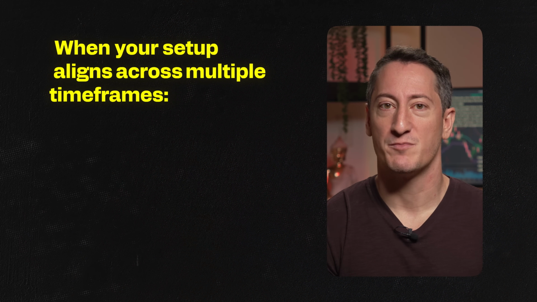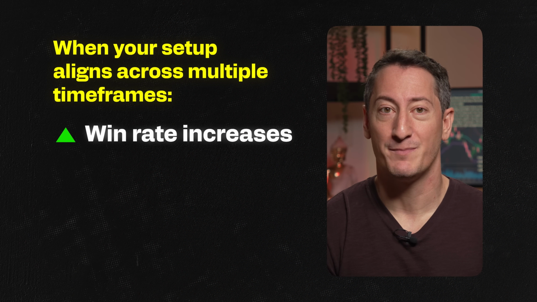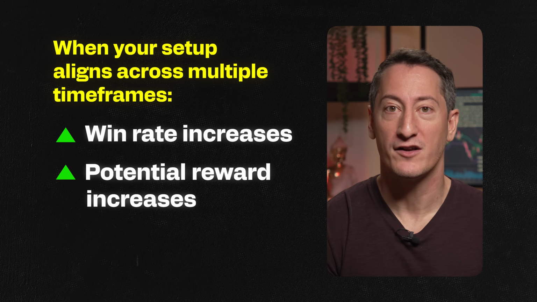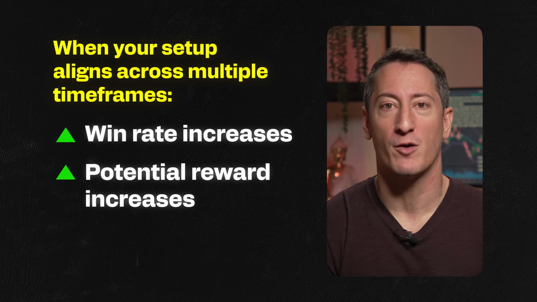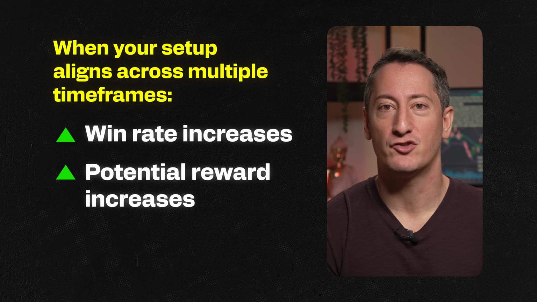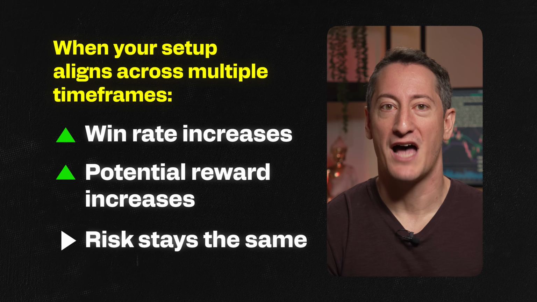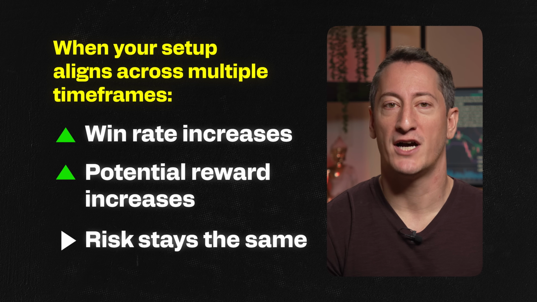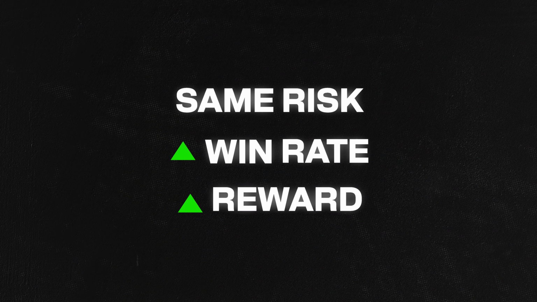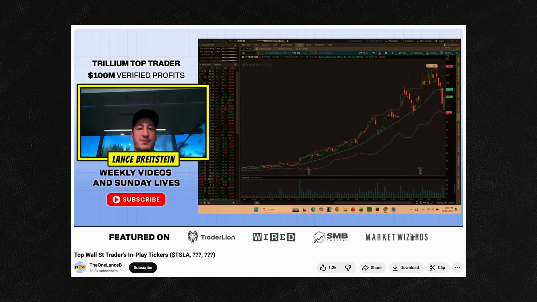When your setup aligns across multiple timeframes, your win rate increases because you've got more confirmation and more participants acting in your favor. Your potential reward increases because bigger players create bigger moves. You're no longer trading for a 10-cent scalp, you're catching a multi-dollar move that's being driven by bigger money participants. And your risk often stays about the same because your stop is still tucked behind the same key level. You're just now entering a higher quality trade. So if you keep the same risk, but increase both win rate and reward, your expected value doesn't just increase linearly, it increases exponentially.